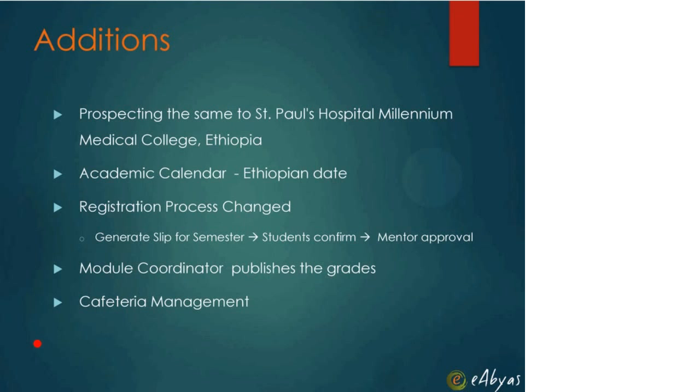Another thing we are trying to do is for Ethiopia. The academic calendar follows different Ethiopian dates. Right now we are in 2012, and I think they are in 2006, something like that. So we have developed a plugin where all the information in that system is shown according to their calendar. Though the data in the Moodle system is Gregorian by default, they are going to see Ethiopian dates. They also have a different registration process, which generates a slip after a semester and has to go through a couple of approvals.